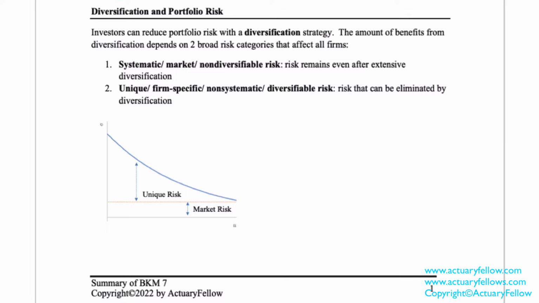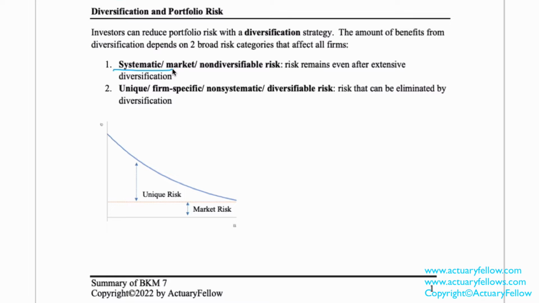Investors can use a diversification strategy to reduce portfolio risk. We can minimize the exposure to individual risk by increasing the number of independent stocks in our portfolio. But we cannot remove all risks by simply investing in a large number of stocks. Systematic risk still remains even after extensive diversification.